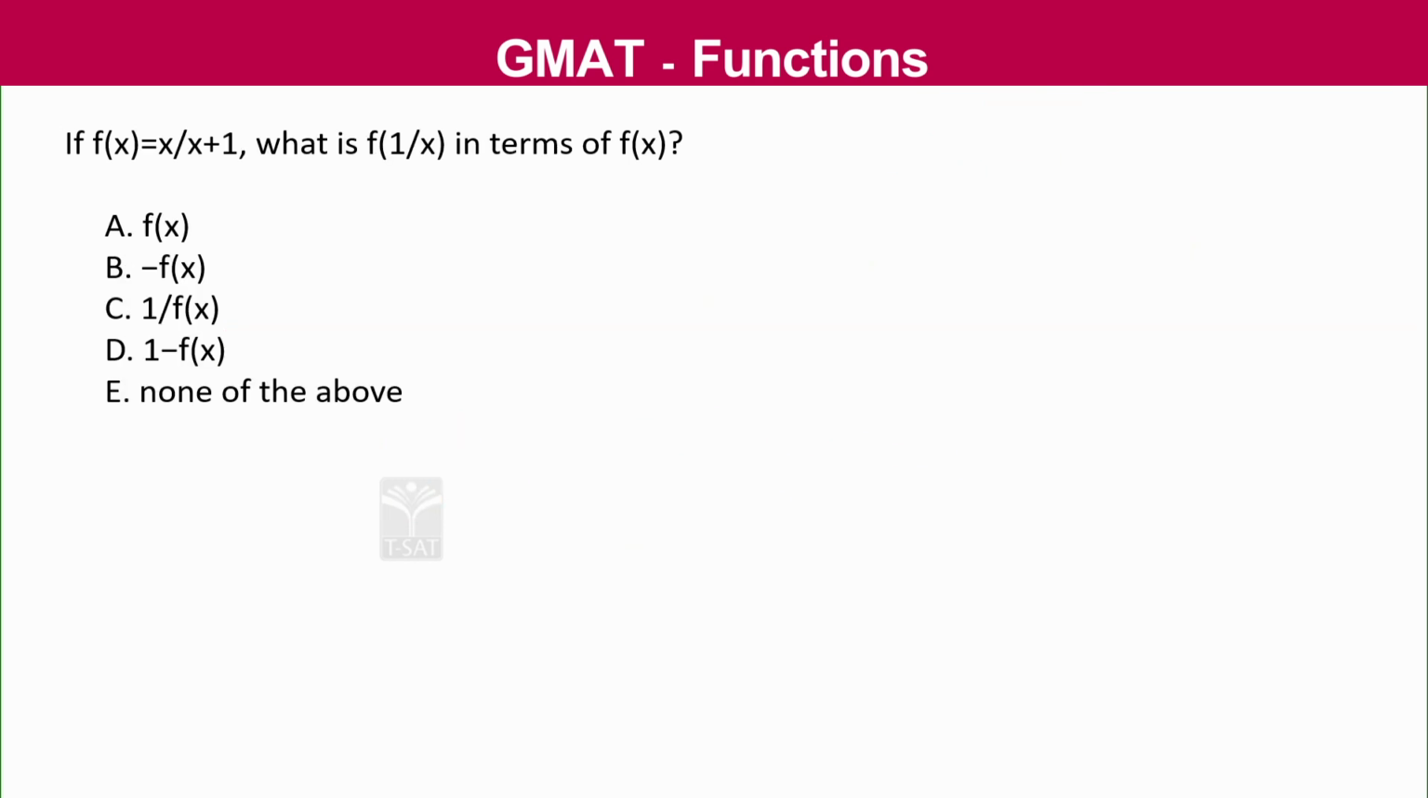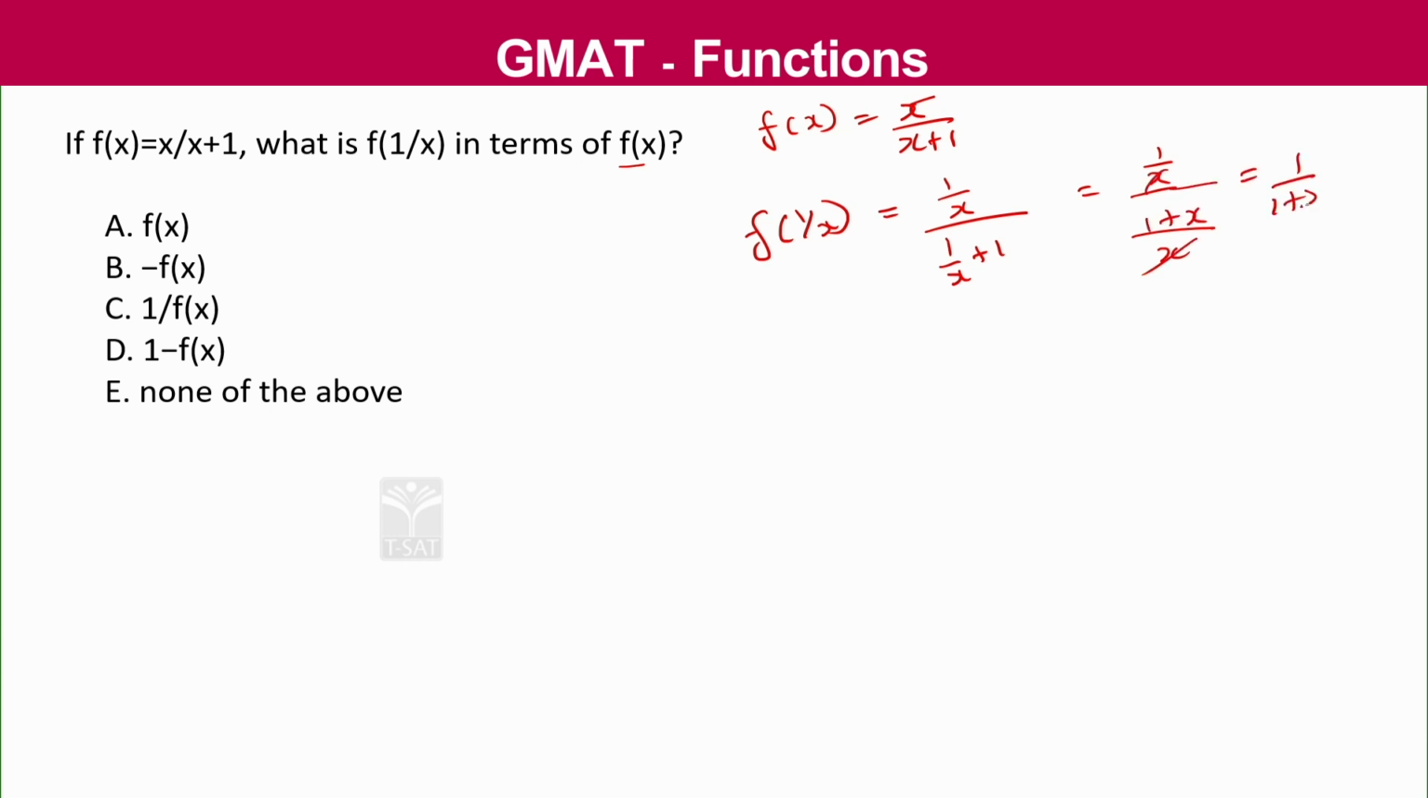Okay, let's look at the next question now. f(x) is equal to x by x plus 1. What is f(1/x) in terms of f(x)? You have f(x) equal to x divided by x plus 1, and you want f(1/x). f(1/x) will be equal to (1/x) divided by (1/x + 1), which equals 1/x divided by the LCM, which you take as x, so 1 plus x, which equals 1 divided by 1 plus x.